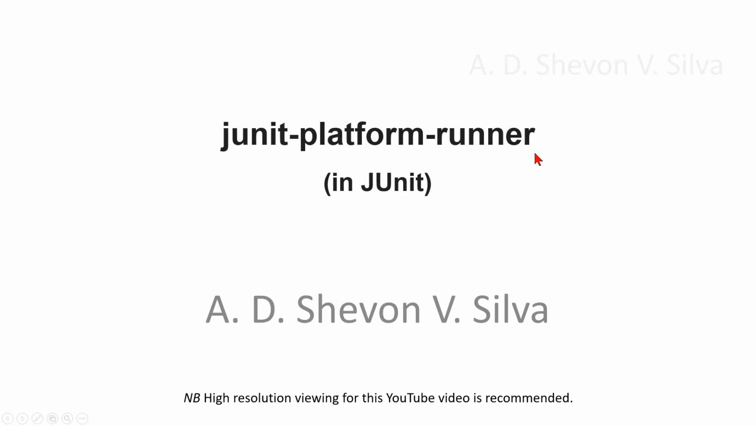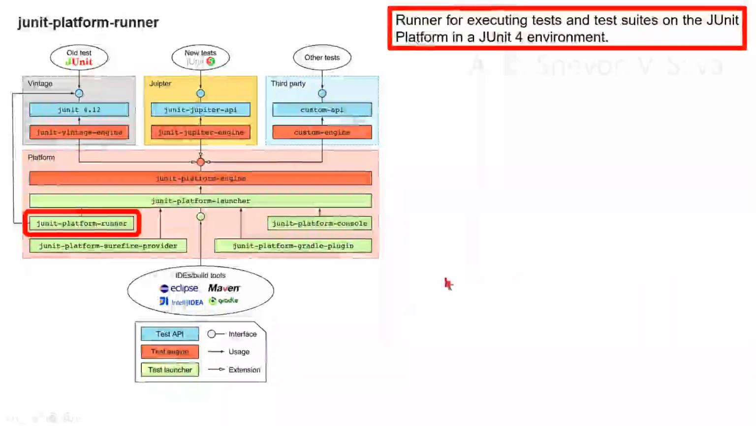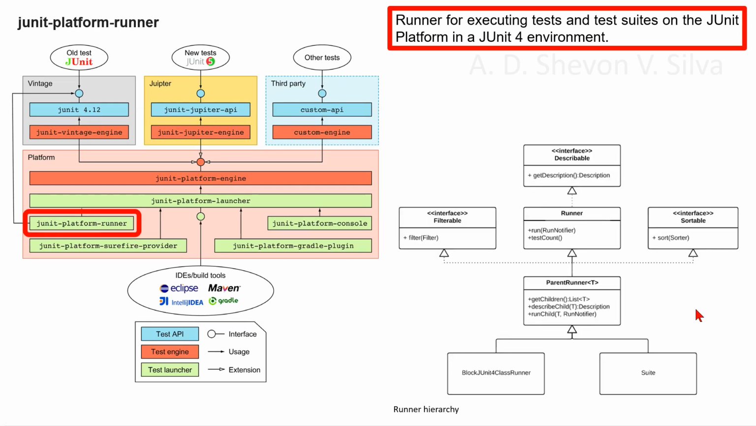junit-platform-runner in JUnit. junit-platform-runner, runner for executing tests and test suites on the JUnit platform in a JUnit 4 environment. And here you can see the runner hierarchy.